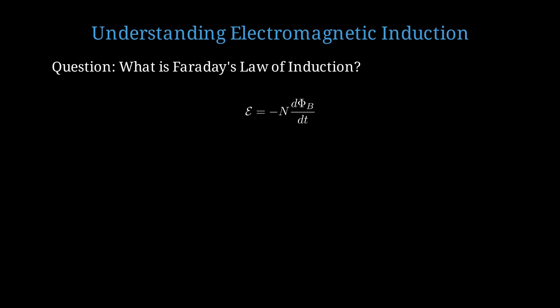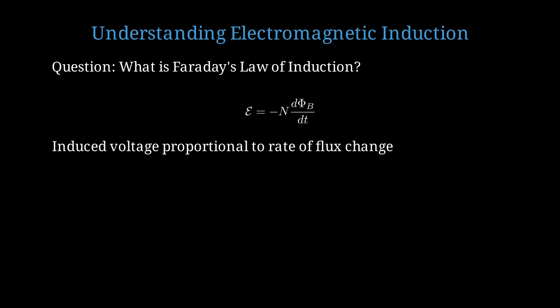The induced electromotive force epsilon equals negative N times the time derivative of magnetic flux phi B. This tells us that the induced voltage in a coil is proportional to the rate of change of magnetic flux through that coil. The faster the flux changes, the greater the voltage generated. Magnetic flux phi B is the surface integral of the magnetic field B dot the area element dA.